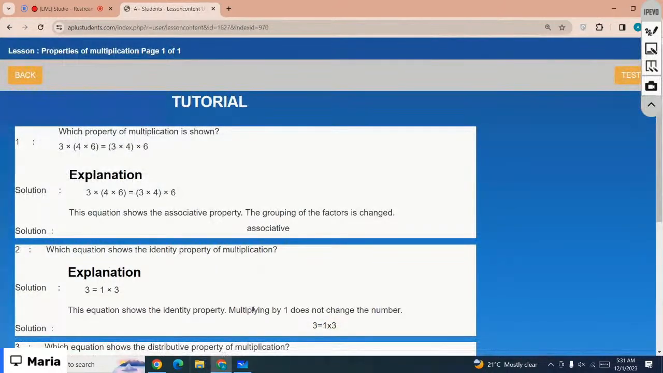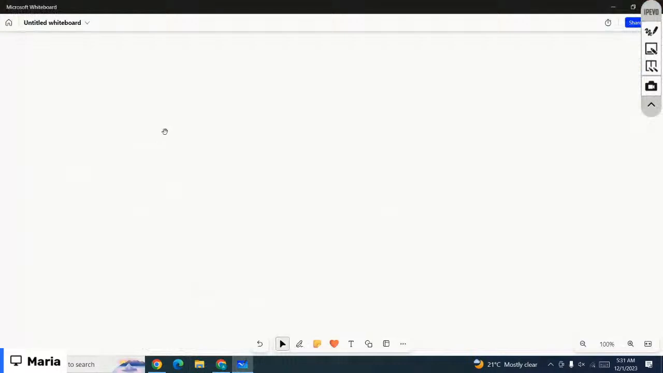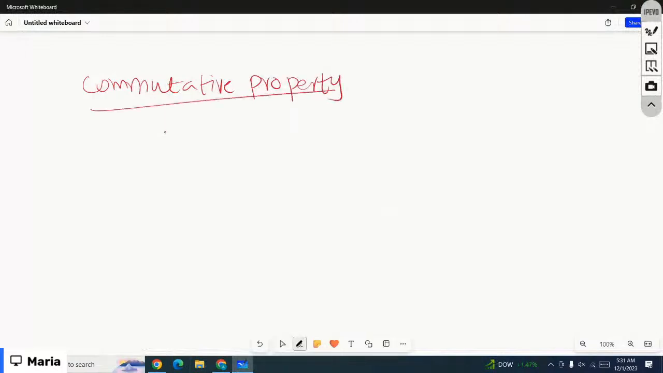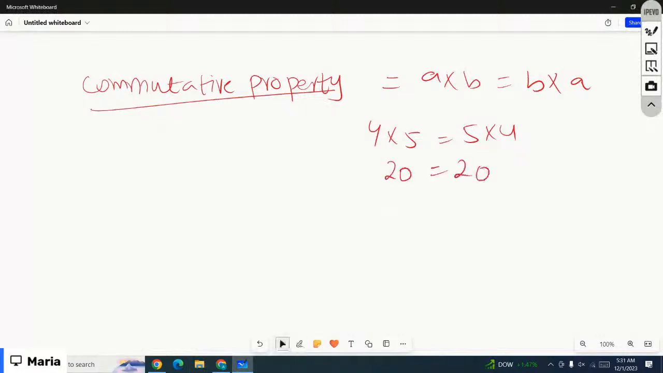So the properties of multiplication are: multiplication is commutative. What do you mean by commutative property? Commutative property means A times B equals B times A. For example, you have two numbers, 4 times 5. So 4 times 5 is equal to 5 times 4. On both sides the numbers are the same, just their order is different, right? 4 times 5 is 20 and 5 times 4 is 20. So that means order in case of multiplication doesn't matter, right?